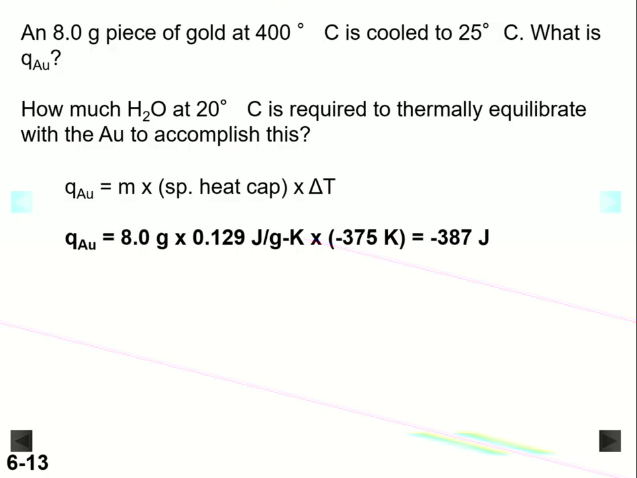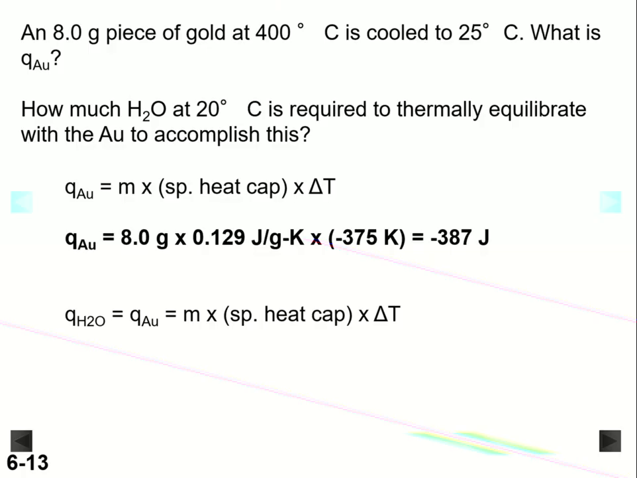The next question is how much water is required to absorb this amount of heat over a 5-degree temperature change? So Q for the water will be equal and opposite to the Q for the gold, but in this case, we'll just take delta T as a positive value and Q for water as a positive value, and we'll look at the magnitude of the Q for gold. We take m times specific heat capacity of water times delta T.